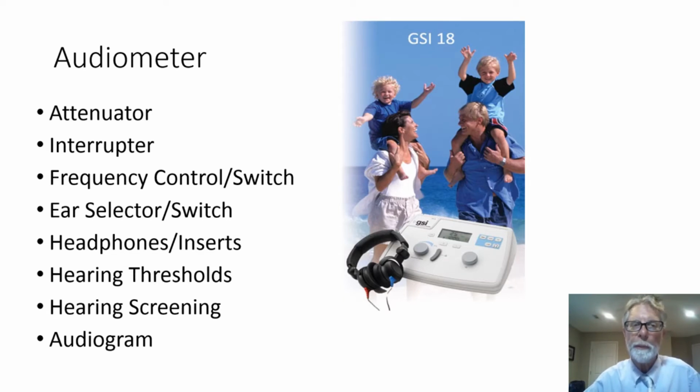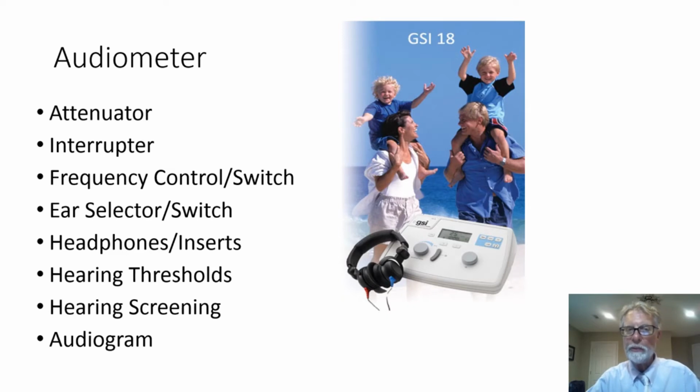The first component is an attenuator. All right, that's the intensity dial, where you're going to change the intensity from 0 maybe up to 90 dB or even 100 dB in 5 dB steps. That's called the attenuator. That's where we change the intensity. Okay, the technical name is attenuator. There's always an interrupter. An interrupter is the button that you press to present the stimulus to the patient.